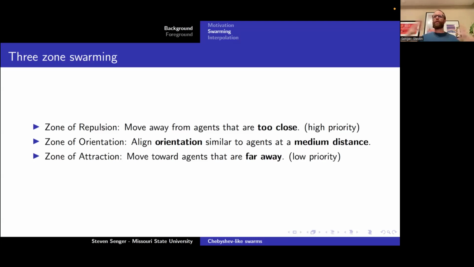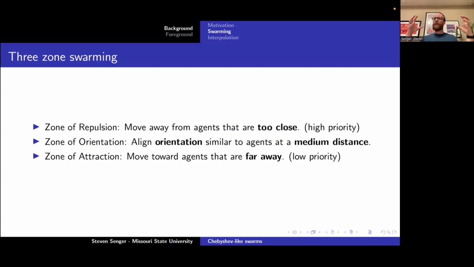So finally, the 3rd zone. The closest zone is every robot's immediate surroundings. Then there's some sort of middle ground, and then for agents that are outside of the middle ground, the lowest priority is that we're also going to have some desire to move towards agents that are far away. This should make sense because I want my swarm to stay together.